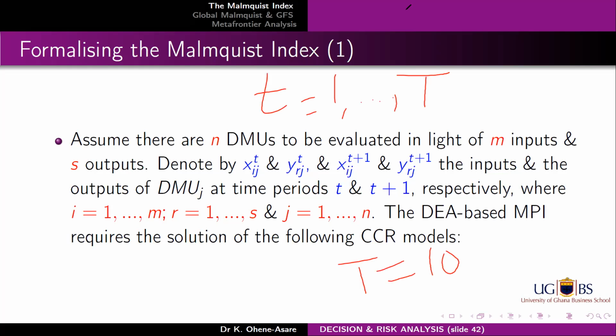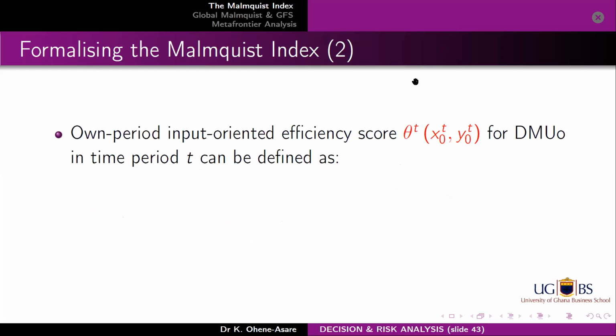All right. So this is how you have to formalize it. Then you go ahead and indicate it. So how do you formalize the one-period input-oriented efficiency score? Look at the way I write it.